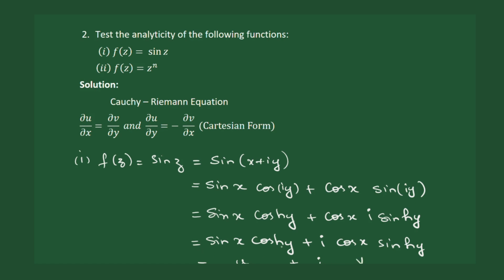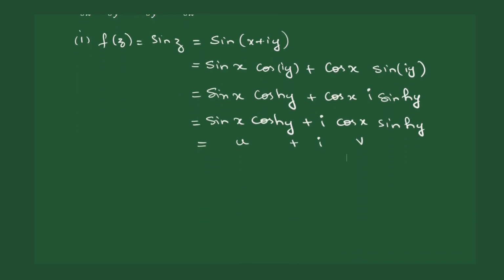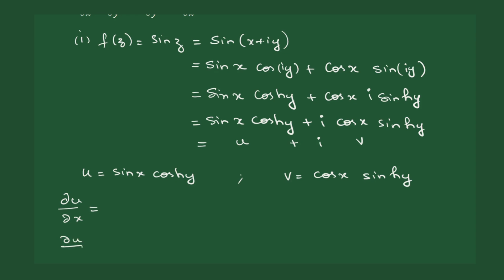If we notice, this is of the form u plus i into v. That is, sin x cosh y is considered the real part and cos x sinh y is considered the imaginary part. So we can consider u as sin x cosh y and v is equal to cos x sinh y. Now, as usual, we want to find the first order partial derivatives, dou u by dou x and dou u by dou y. Similarly, dou v by dou x and dou v by dou y. So let us see the first order partial derivatives.